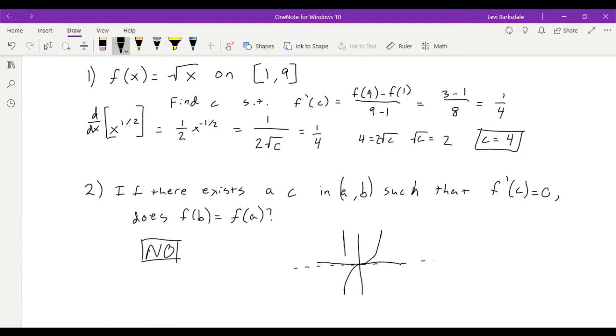However, if we took our interval from a to b to be from, I don't know, -1 to 1, you can see that clearly our ending point isn't the same y value as our starting point. So it satisfies this first condition, point where our derivative is equal to 0, but not the second, so this statement is false.